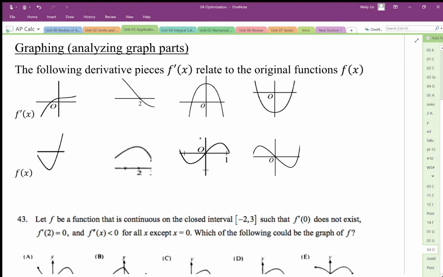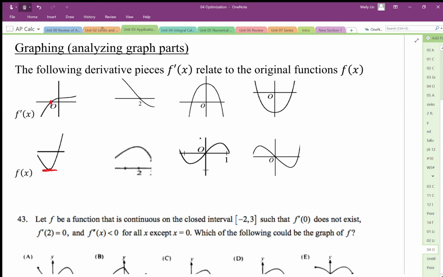So the last part here is just practicing analyzing parts of graphs, so doing graph puzzles. It's just seeing how the different parts of the graph and different shapes can relate to each other. So here we have along the bottom f of x, along the top we have f prime. So what we want to make sure we're doing is relating that horizontal slope on the f graph to a 0 position on the f prime.